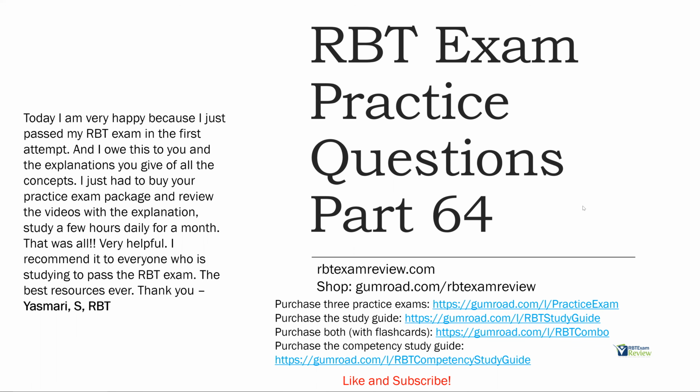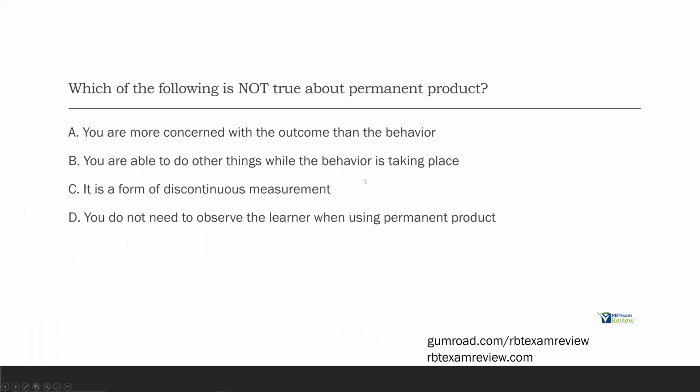Let's get to our questions. Question 1. Which of the following is not true about permanent product? All right, so I helped you out a little bit. I capitalized not. That's our key word, right? You have to be careful about nots, excepts, because it changes what we're looking for. What is the question asking? What's going on in the question? Well, we're talking about permanent product. And we're looking for things that aren't true about permanent product.